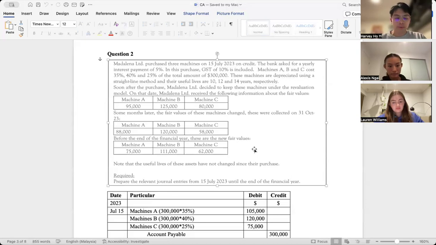In the future, I'll make sure the PPE for my business is depreciated properly and do the revaluation every year because the value of PPE will change every year. But I will only do it at the end of the financial year because it will simplify the calculation of the depreciation. That's all for my presentation. Thank you. Now I'll pass it to Alexis.